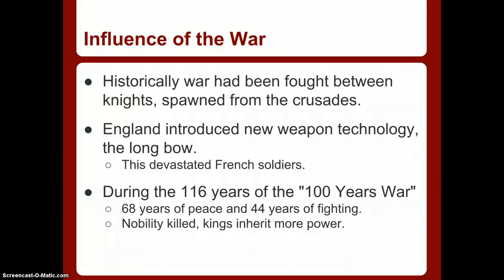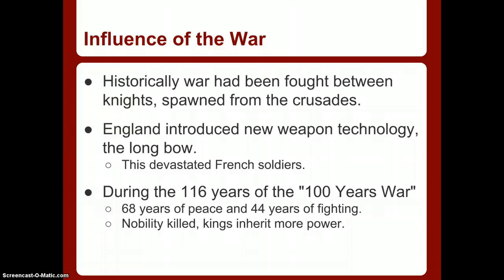Now, historically, the war had been fought between knights, and a lot of this spawned from the Crusades that we looked at in the last unit. However, during this Hundred Years' War, you're going to see a lot of different strategy in terms of battle tactics. You see more or less nobles or commoners coming into this fighting, and there aren't a lot of people well versed in the art of weaponry and fighting, so they have to rely on new technologies to really have an advantage.